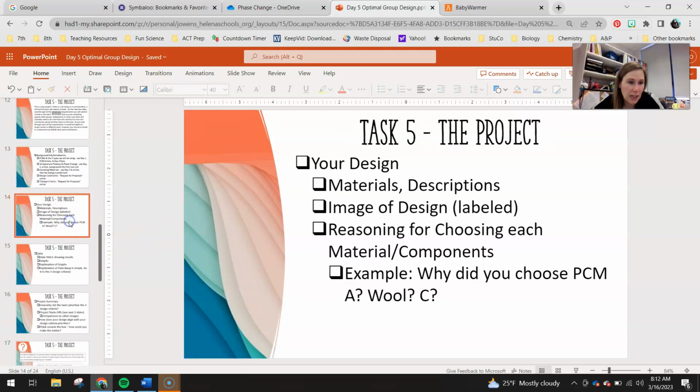Okay. You guys should have reasoning for choosing each material or component. So again, why did you choose PCM A over PCM B or C? Why did you choose wool over fleece or cotton? Why did you choose 3 layers versus 2 layers? So kind of explain why you guys chose or what benefits you have from choosing each of those different components.